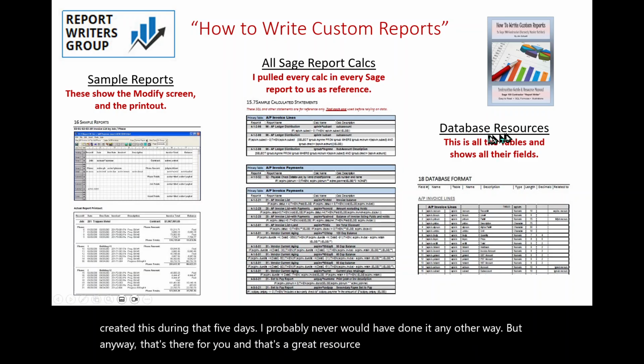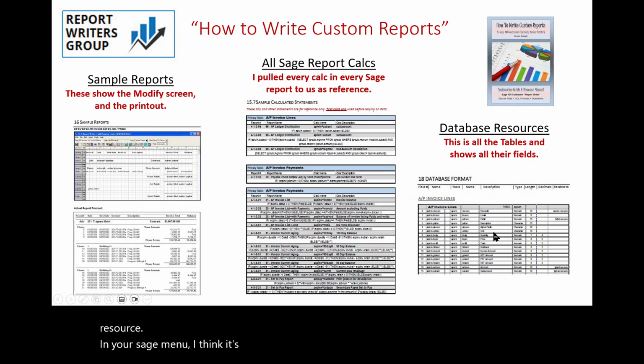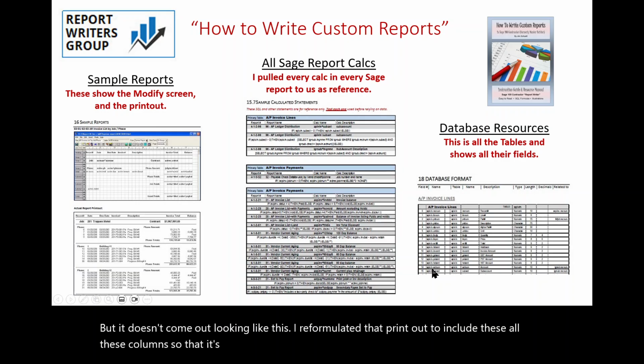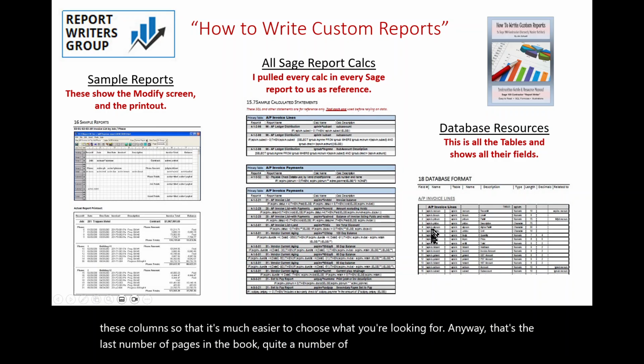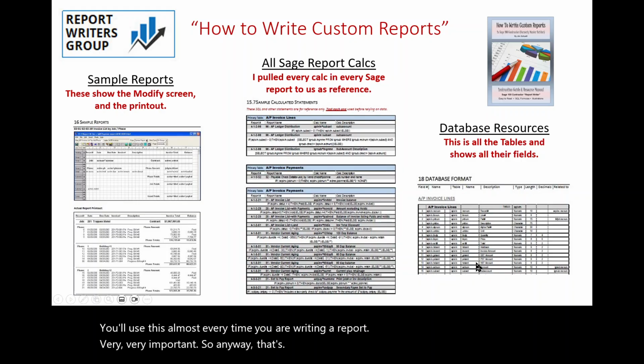And now the last one, the database resource. In your Sage menu, I think it's 13.6 or 13.7, you can print the database format, but it doesn't come out looking like this. I reformulated that printout to include all these columns, so that it's much easier to choose what you're looking for. Anyway, that's the last number of pages in the book, quite a number of pages. And so this is very important. You'll use this almost every time you are writing a report. Very, very important. So anyway, that's the highlights of my book.